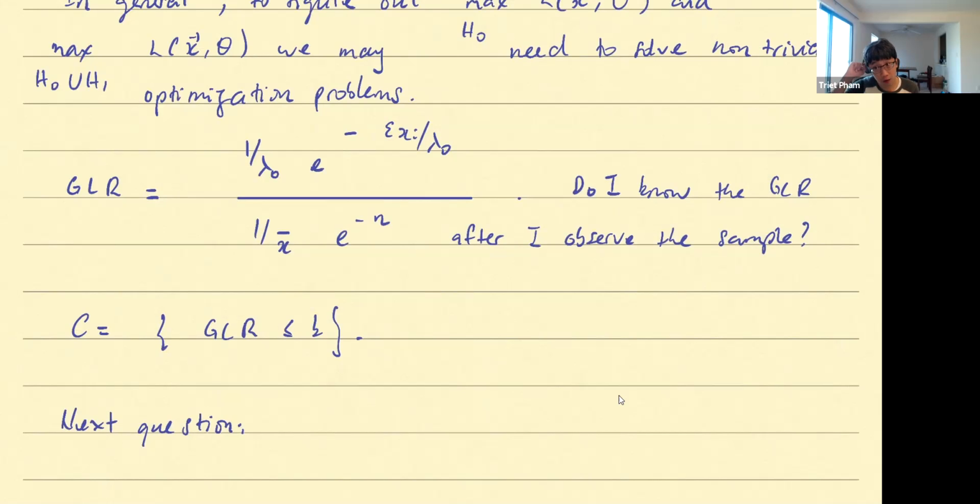Which one is known? Which one is given in the test setup? Is alpha given or is k given? Correct. So you see, the next question is how to choose k.